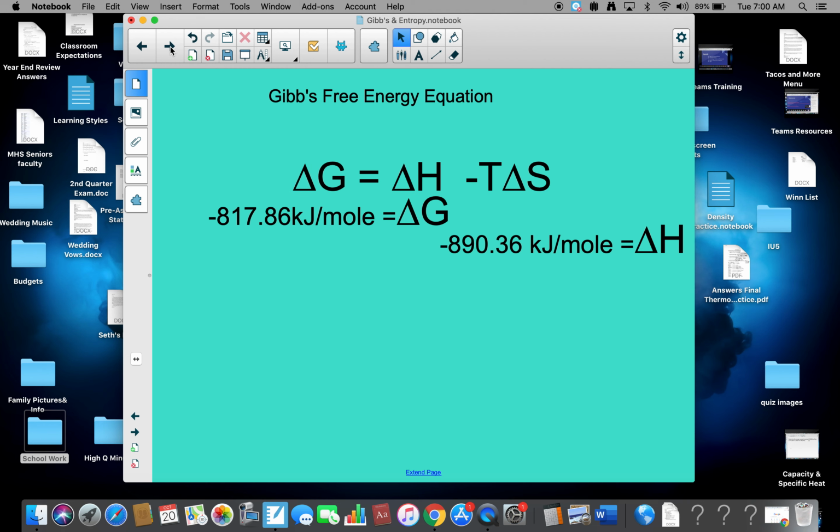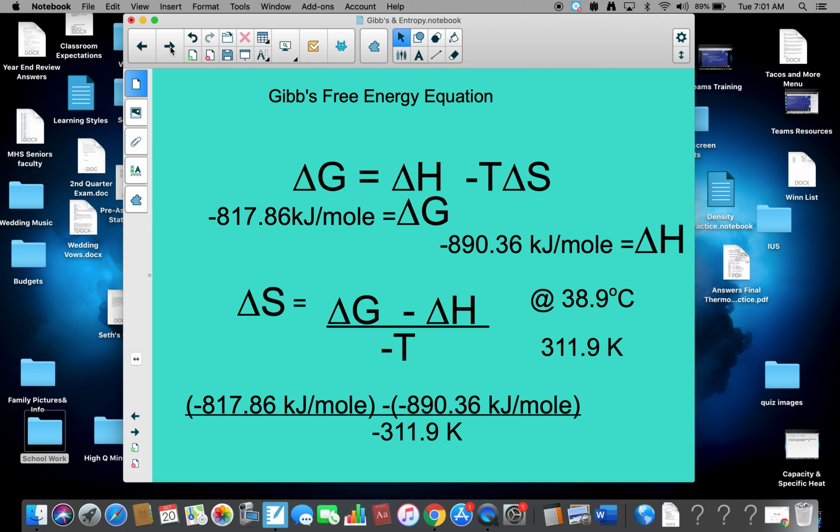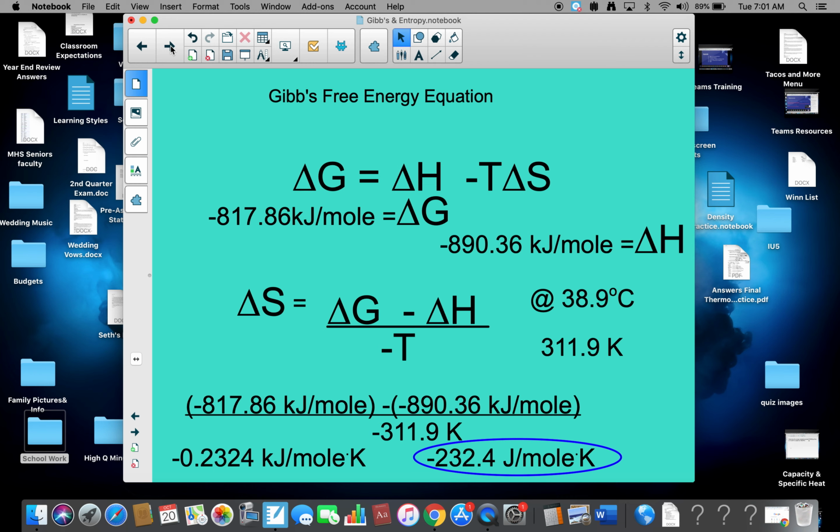So using our delta G and our delta H from the last problem, we find that delta S is equal to delta G minus delta H, all over minus T. So put our values in. And we have to have temperature here. So let's say it's going to be 38.9 degrees Celsius. We have to convert that to Kelvin. So that's 311.9 Kelvin. All right, so put our values in, and we multiply through. We get negative 0.2324 kilojoules per mole Kelvin. Don't like that decimal, so we can multiply by 1,000. So it's negative 232.4 joules per mole Kelvin, and that's my answer.